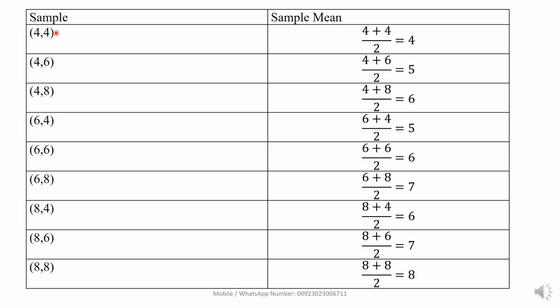Now you can see here sample 4 comma 4. Sample means: first we add both values and divide by 2, we get 4. Same process, 4 plus 6 divided by 2, we get 5. 4 plus 8 divided by 2, we get 6. 6 plus 4 divided by 2, 5. 6 plus 6 divided by 2, 6. And the same process we can use to calculate the remaining sample means.